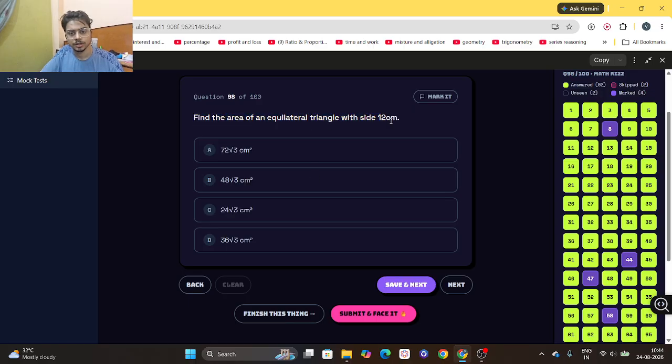Find the area of the equilateral triangle of side a. Root 3 upon 4 a square.